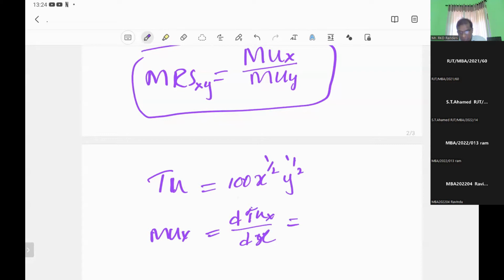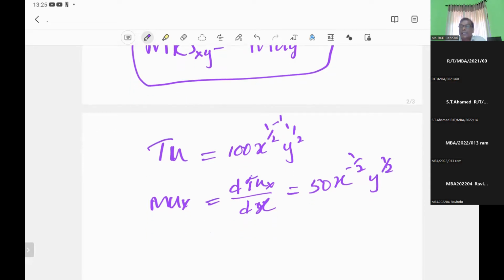You differentiate once, then you can derive the MUX. This is the way. Then half into 100, that is 50. Now, according to the differentiation rule, for x to the power half, you have to deduct 1, then it is minus half. Then y to the power half, that is existing, you have to write as it is, right? This is MUX, right?